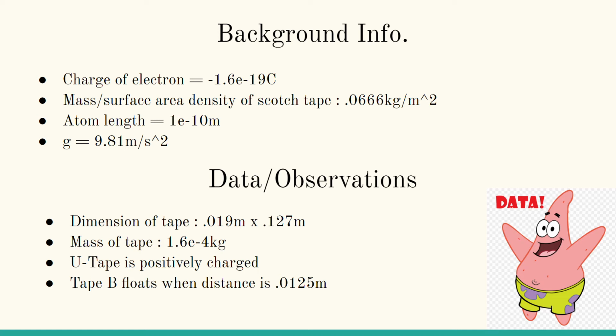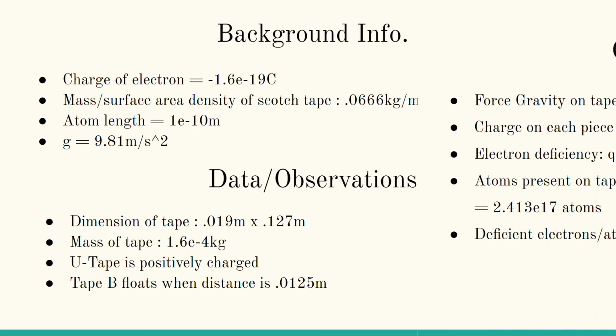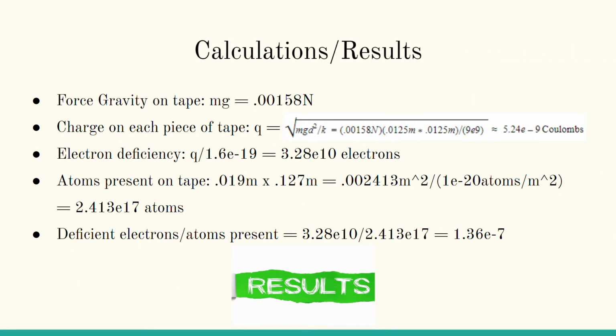So moving on to the data and our observations made in the lab, we recorded the dimension of each of our pieces of tape was about 0.019 meters by 0.127 meters. This allowed us to calculate the mass of the tape, which was about 1.6 times 10 to the negative 4th kilograms. We also observed that our piece of tape, the U tape, was positively charged as it attracted a negatively charged plastic pen. We also observed that our tape floats or is suspended when the distance between the two pieces of tape is about 0.0125 meters. So using our data and observations, we can create our calculations and the final results for this lab.